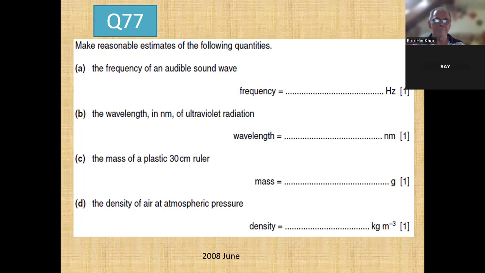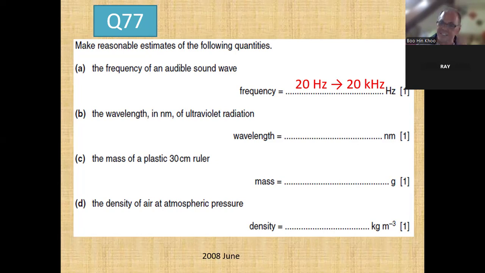One over 300 hertz. Yeah, 3.3 times 10 to the power negative 3. Why did it get so small? Okay, 20 kilohertz. 20 hertz to 20 kilohertz, any value between there?